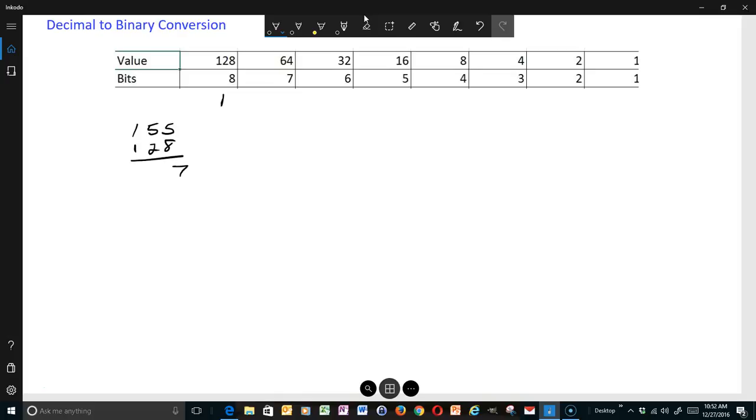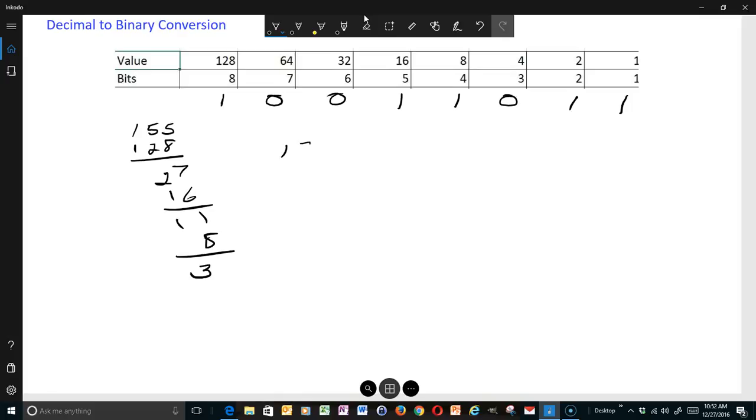That's going to be what? 27. Are there any 64s? No. Are there any 32s? No. Are there any 16s? Yep, there's one 16. That leaves 11. Does that sound right? Are there any 8s in 11? Yes, there's 1. 8, and we subtract 8 from that, we get 3. Are there any 4s? No. Are there any 2s? Yep, there's 1. We'll just keep going with a 1. So that should be the binary representation of 155.